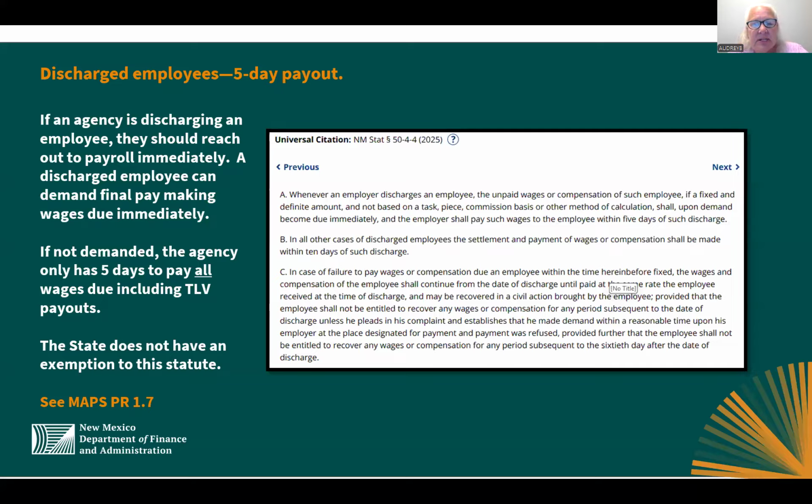Brenda is saying, if we recently terminated an employee involuntarily on 5/7/26, do we need to process their check ASAP, or do we wait for pay period ending 5/22 to process their TLV? I would recommend processing it ASAP. 5/7 has already passed the 5-day payout, so I would definitely recommend you process that check as soon as you possibly can and not wait for pay period ending 5/22. Again, if you don't know how to do that, Brenda, reach out to your payroll administrator and they will assist you with that.